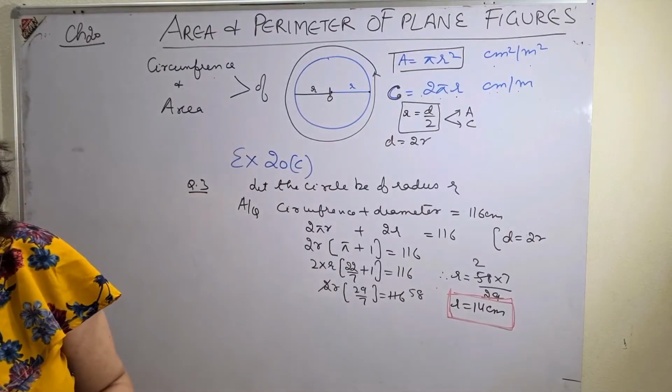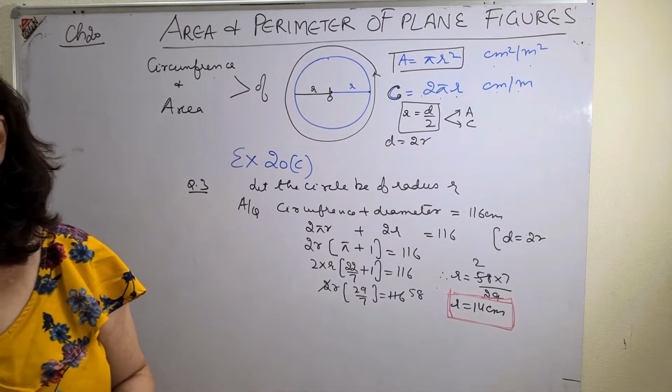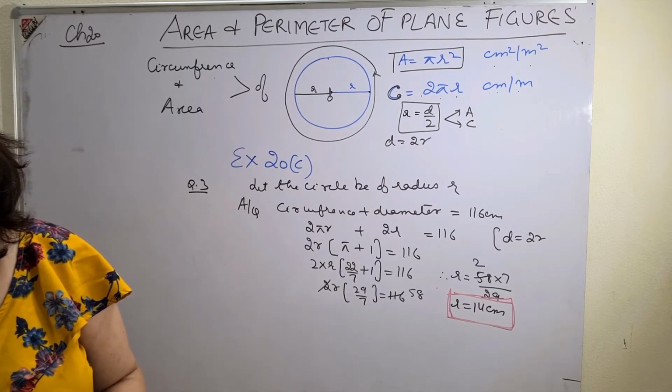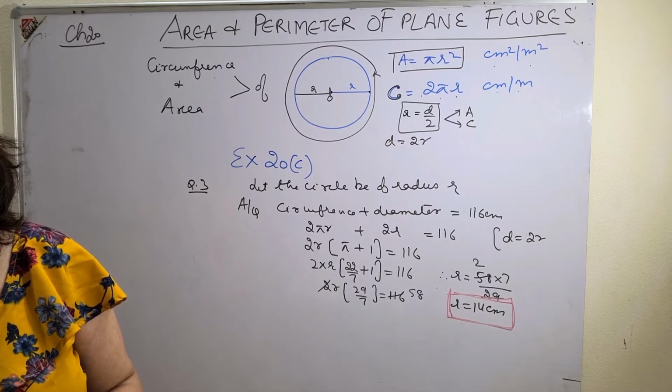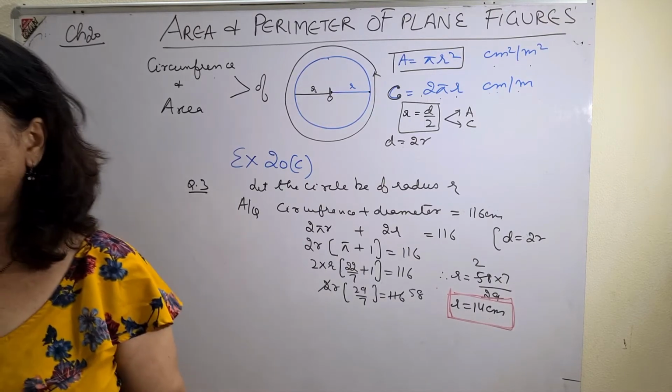Similarly, you come to question number 6. I am reading the sum. Please read along with me. Question number 6, page 261. The diameters of 2 circles are 32 cm and 24 cm.